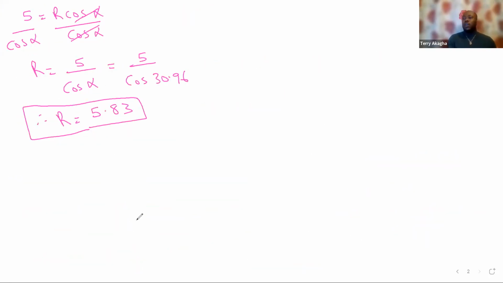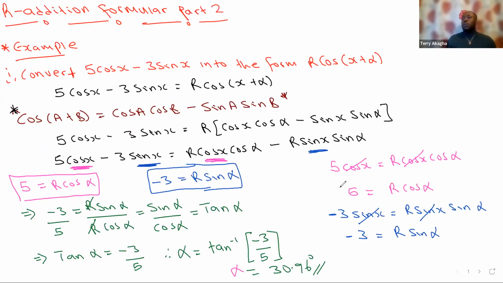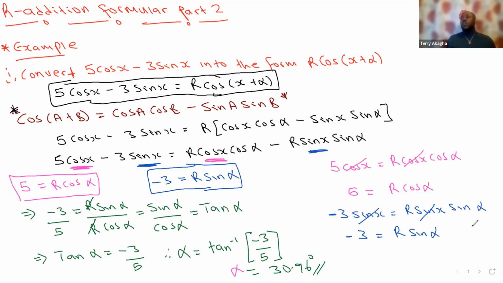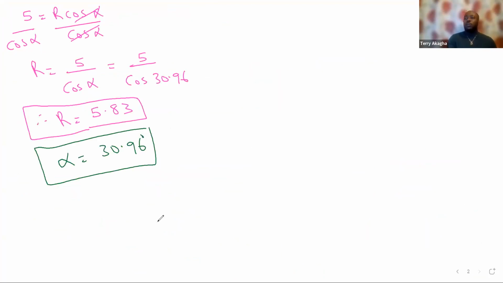So we know our alpha is equal to 30.96. All right. So now we can rewrite the equation. So remember the original equation we had in the beginning? We had 5 cos x minus 3 sine x is equal to R cos of x plus alpha. All right. So we can rewrite this equation now. So it's going to be 5 cos x minus 3 sine x is equal to R cos of x plus alpha.